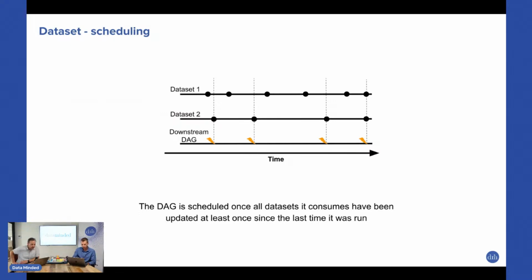So how does it work? When will the downstream DAG run? It's written below. The downstream DAG will run when all the upstreams have been updated at least once. So here we have the 2 upstreams that modify 2 datasets, and when the 2 datasets are updated at least once, the downstream will run automatically. So you do not need a schedule then? You don't need a schedule, it will all go automatically.